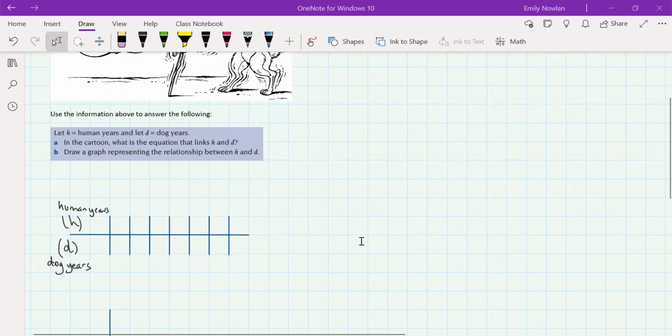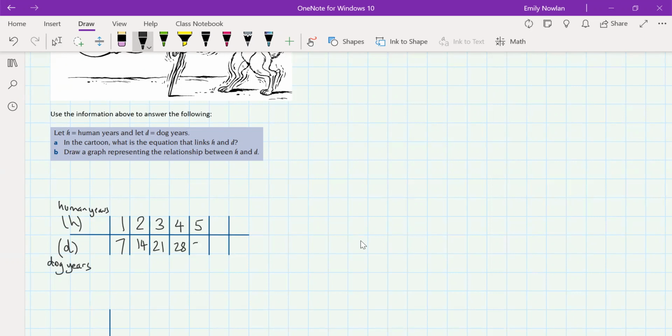We can start by getting a table of values. So we've got here 1 human year is equal to 7 dog years. So if I had 1 human year, that would be 7 dog years. So it just keeps going up like that. If I go another, 2 human years would be 14 dog years. 3 human years, 21. 3 sevens are 21. 4 human years, 4 sevens are 28.